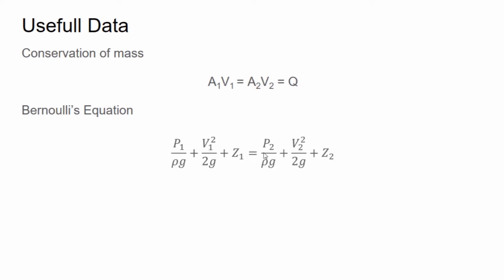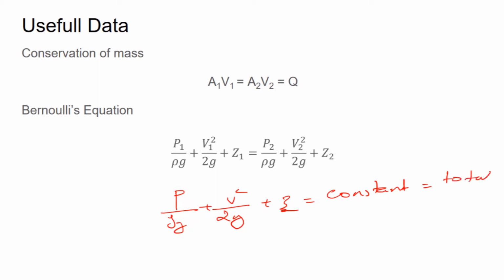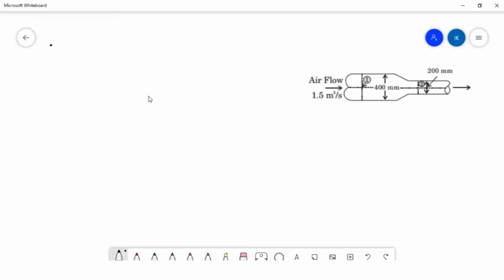It is a scalar equation and is given by P1 by rho g plus V1 square by 2g plus Z1 equal to P2 by rho g plus V2 square by 2g plus Z2. Or, in other words, we can write it as P by rho g plus V square by 2g plus Z equal to constant. This is nothing but the total head. Now, with these two equations, we can solve this question. Let us move to the video solution.